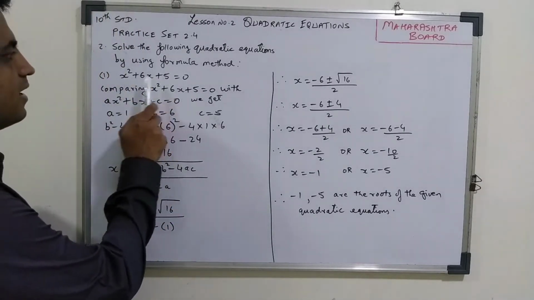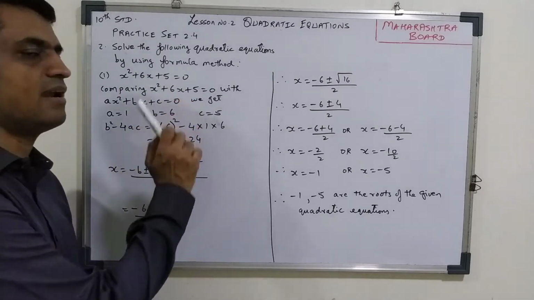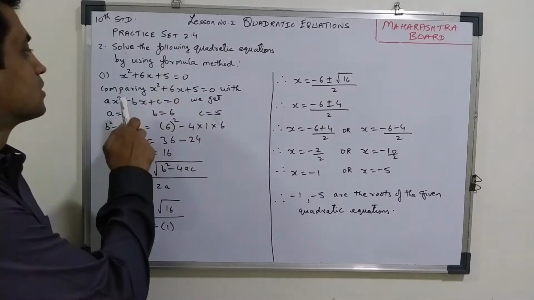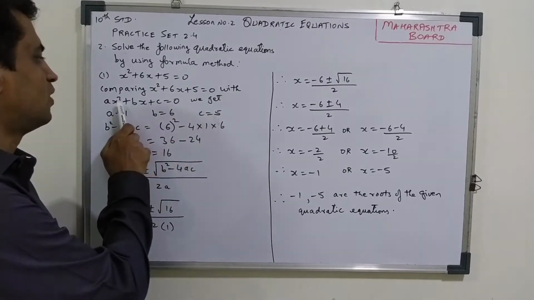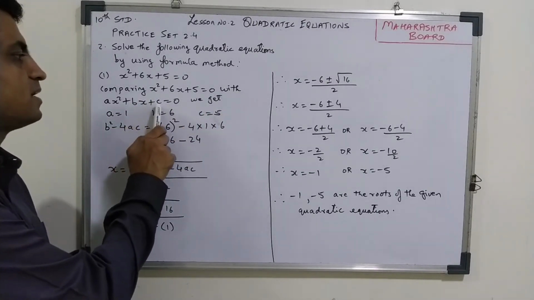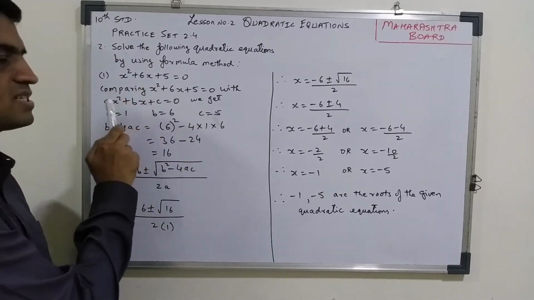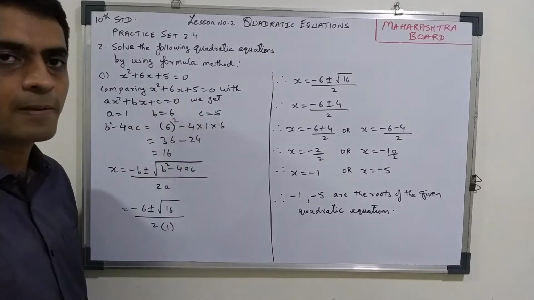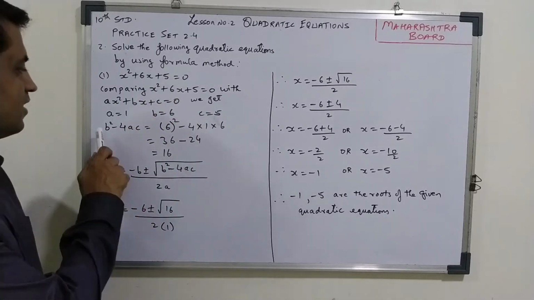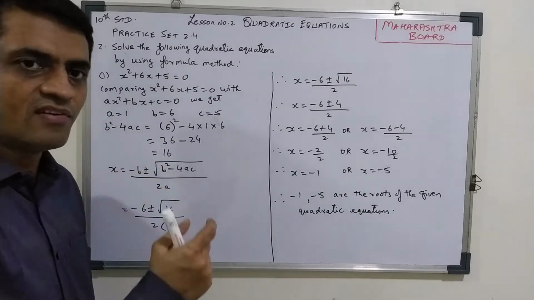First of all, we use standard form. So x square plus 6x plus 5 is equal to 0 is in standard form itself. So we will compare this x square plus 6x plus 5 is equal to 0 with ax square plus bx plus c is equal to 0. We get a is 1, no coefficient means 1 is there. b is 6, c is 5. Now first of all, we will solve b square minus 4ac, which is a part of the formula.